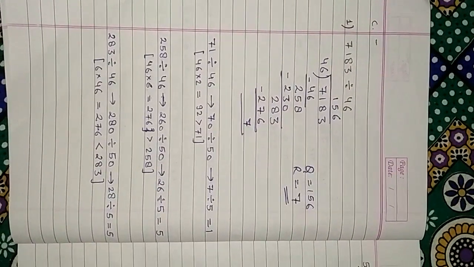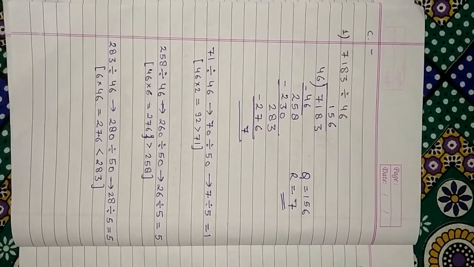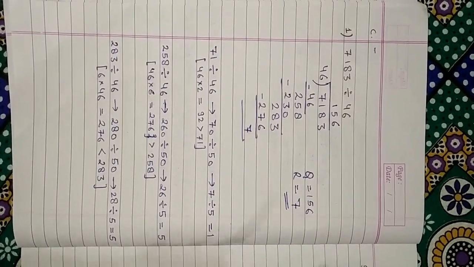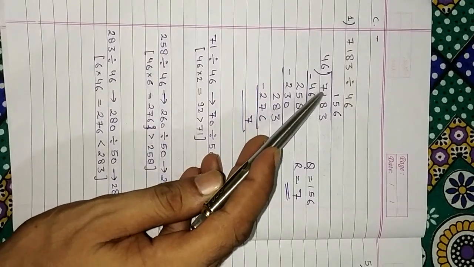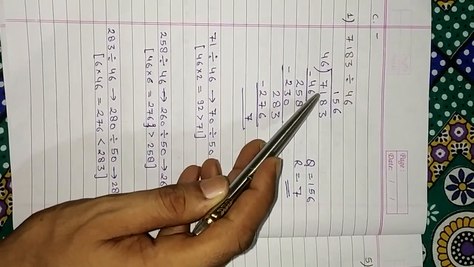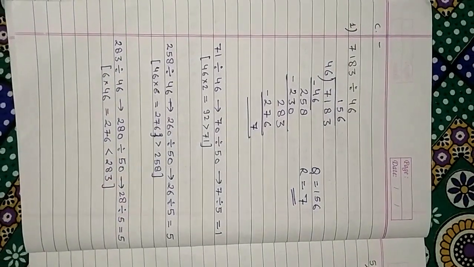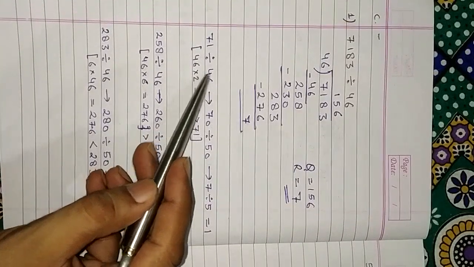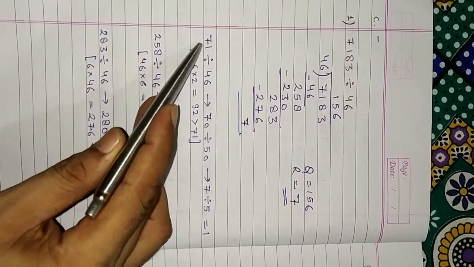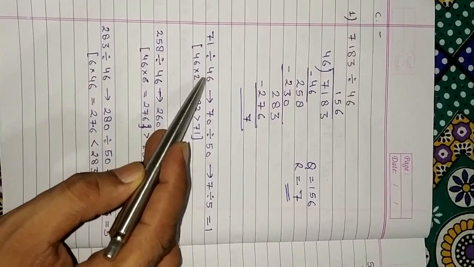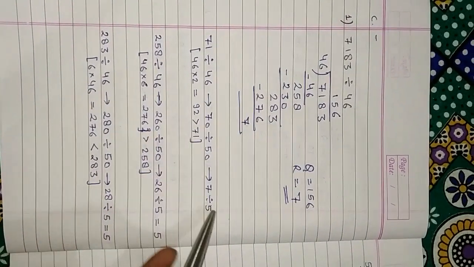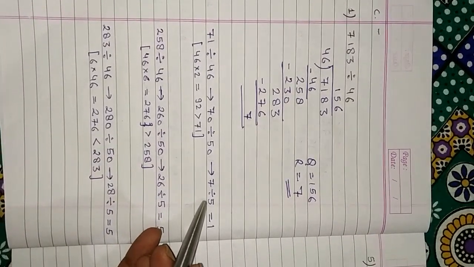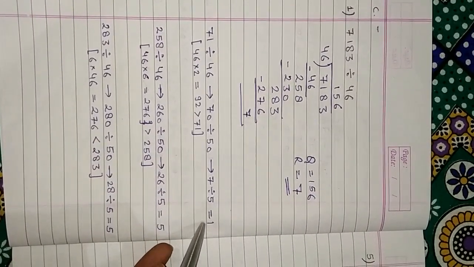Now part C. Find the quotient and the remainder. 7183 divided by 46. Now again, first take the first two digits, 71. Find the rounding quotient. 71 divided by 46. The nearest 10 to 71 is 70 and the nearest 10 to 46 is 50. 70 divided by 50 can be converted to 7 divided by 5 and the rounding quotient will be 1.